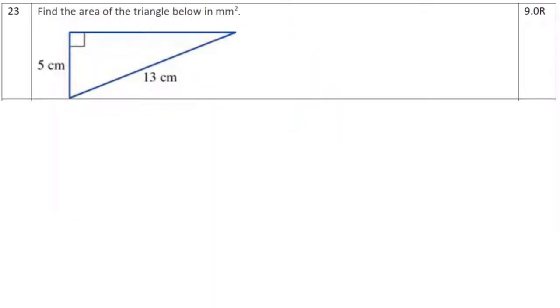Find the area of the triangle below in millimeters squared. Now this is another of the questions where we needed to think about Pythagoras. So the reason for that is to find the area, if this is our height here, then we need the base here, but we actually don't know what that is. But we do know that our hypotenuse here, the longest side, is 13, and our other short side is 5. So I can figure out what that unknown side is.